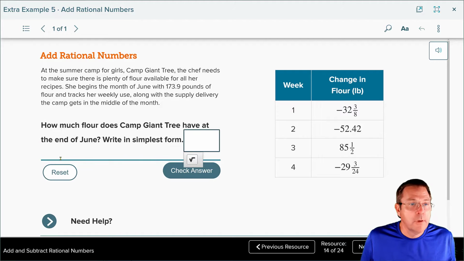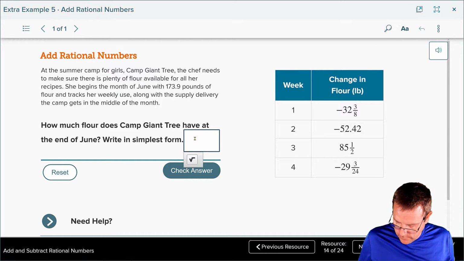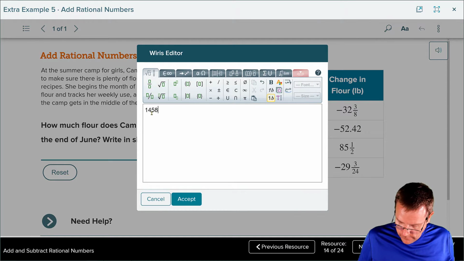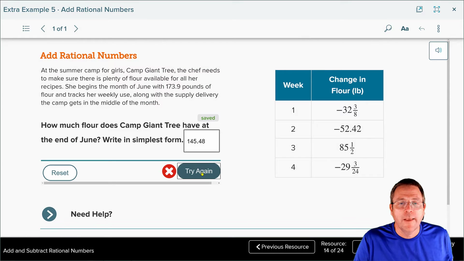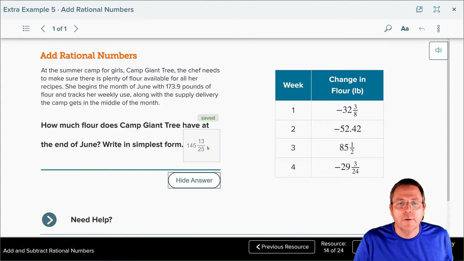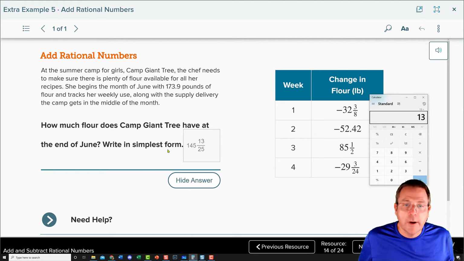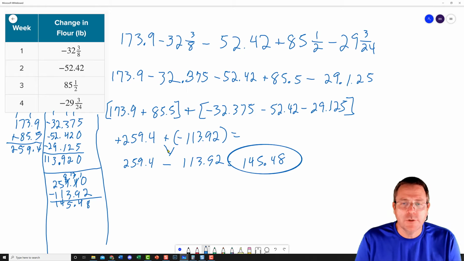Whoop. Let's try that again. Oh, wait a minute. They have a fraction. I wonder if it'll work like this. 145.48. They're not going to allow me to do it. Check your answer, they're not going to allow it. But if they do it as a fraction, 13 over 25, let's divide that out. 13 divided by 25, actually, 0.52. I did make a little math boo-boo in there someplace, but you get the gist of how all this is supposed to work.